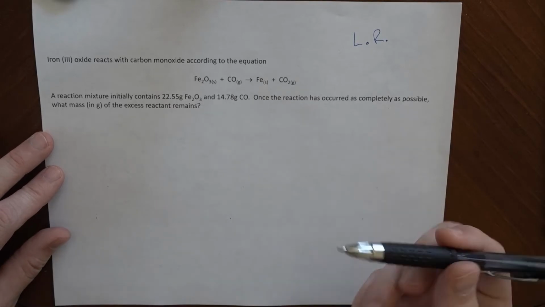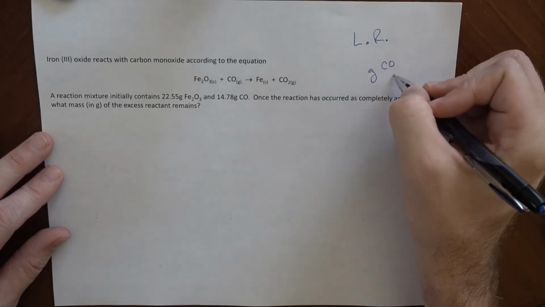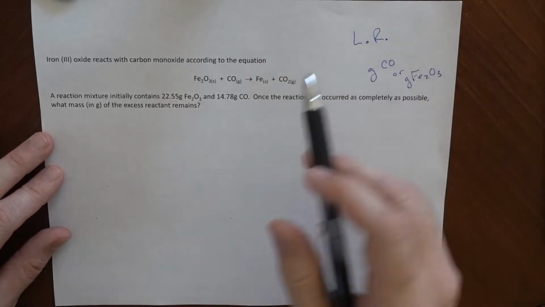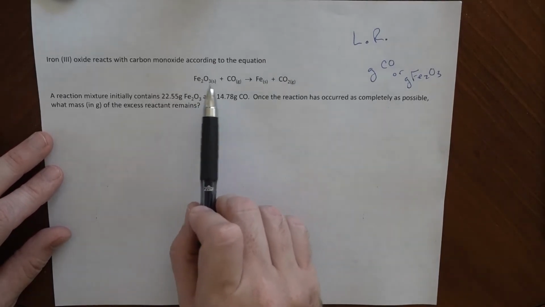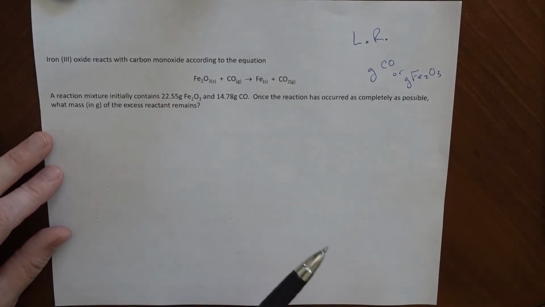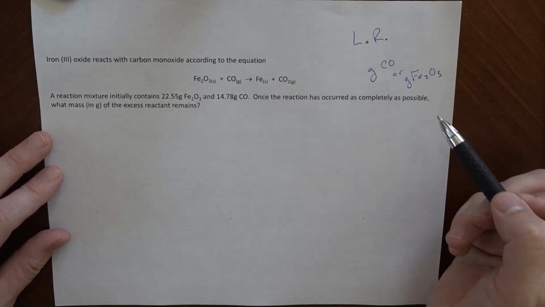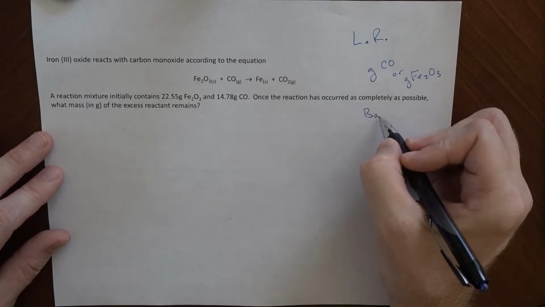So when I'm done, what I should have is either grams of CO or grams of Fe2O3 as my answer, not grams of either one of those. One of these is going to run out first, and the other one's going to have some stuff left over. So my job is to figure out how much of one of these is left over, and I don't know which one. So like always, we're going to see, is this balanced?